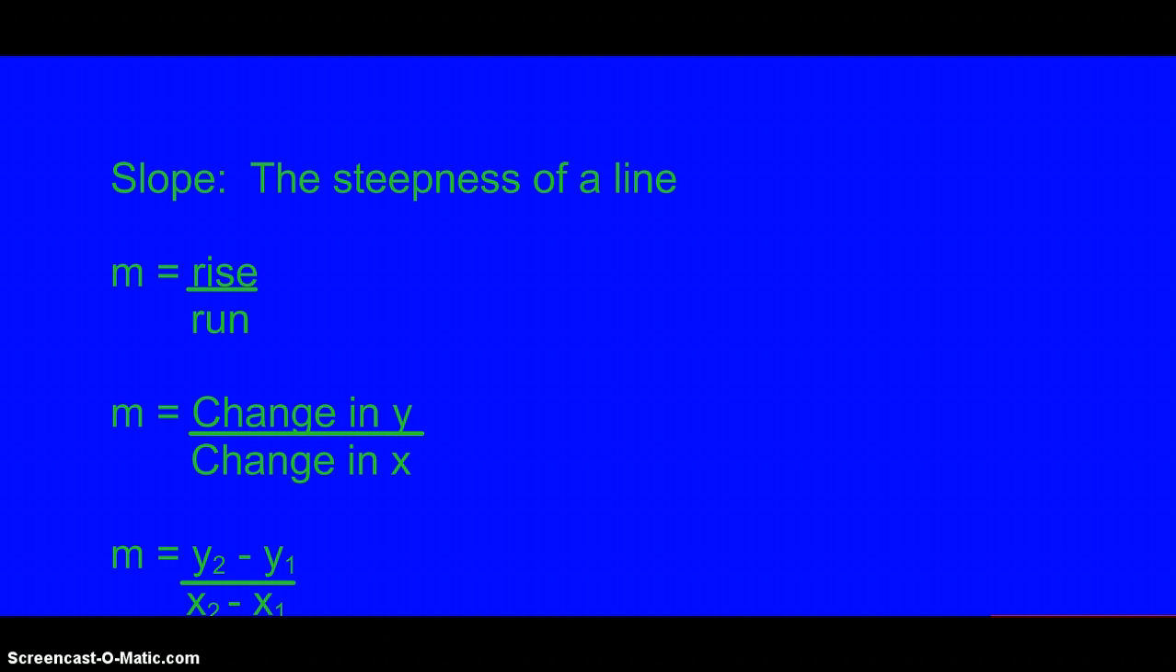So our other piece we're going to go over today is going to be slope. Now I know you spent a lot of time with slope in Algebra 1, so we're just going to cover it quickly. The definition of slope is simple. It is the steepness of a line.